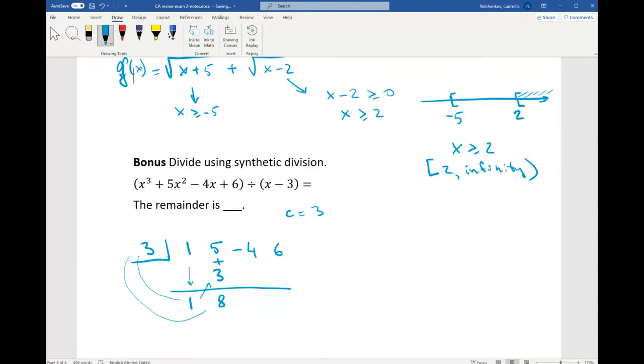Then we repeat the procedure, 3 times 8, 24. 24 minus 4, 20. 20 times 3, 60. 60 plus 6, 66. So the remainder is 66. Or 66 over x minus 3, which is the same. I'm going to type it like this for that. Okay.